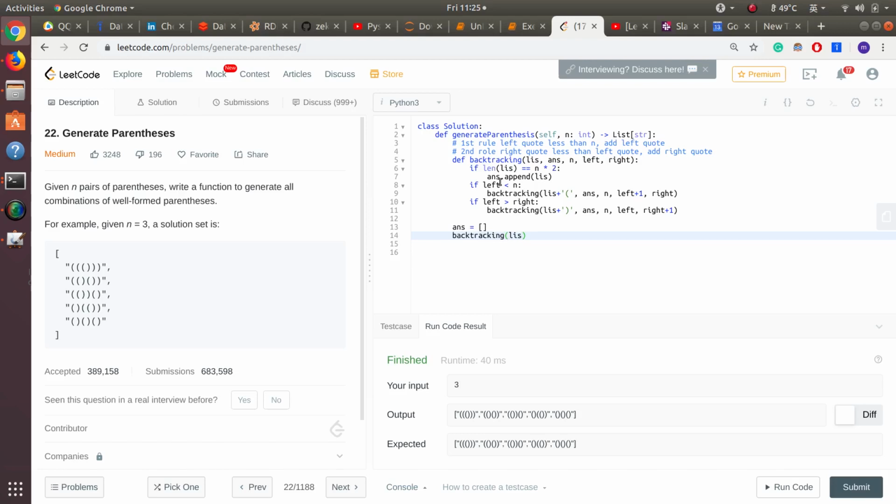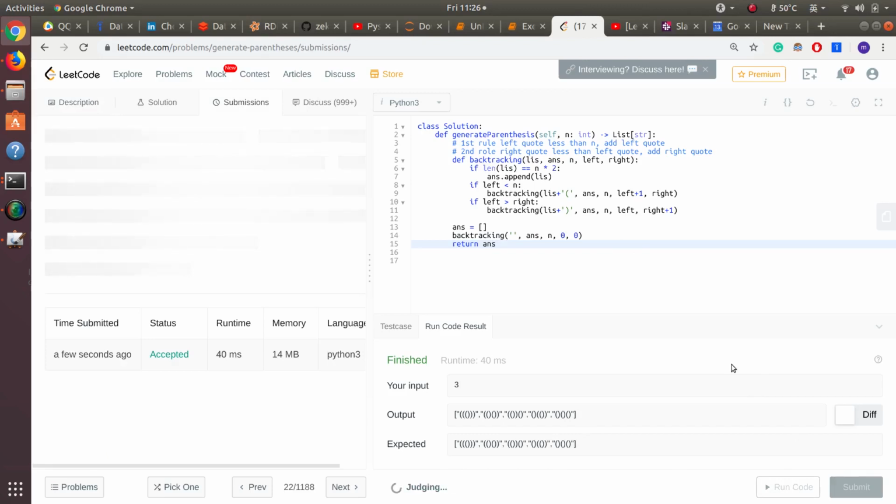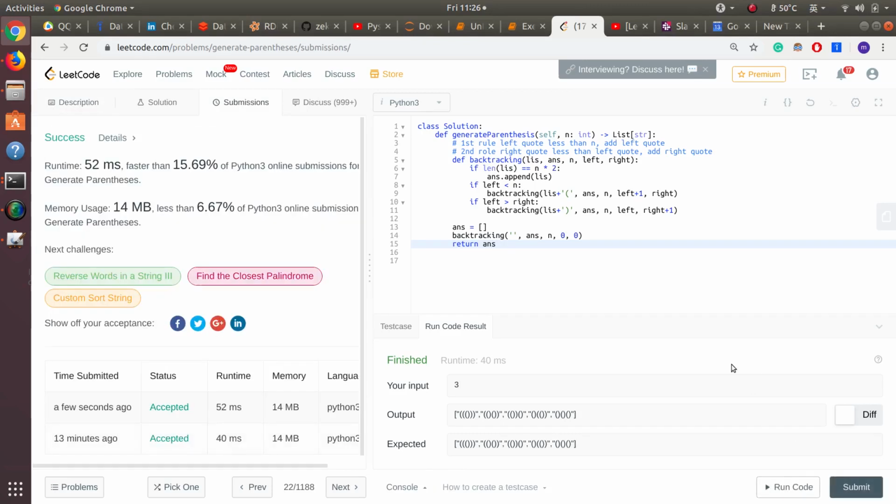For the whole node, the list should be an empty one, since it's our recursion list. And then the answer, we track it all the time, right? And then n comes from the question. And then left should be 0, and right should be 0. After all, we return answer. And then we submit it. Correct.